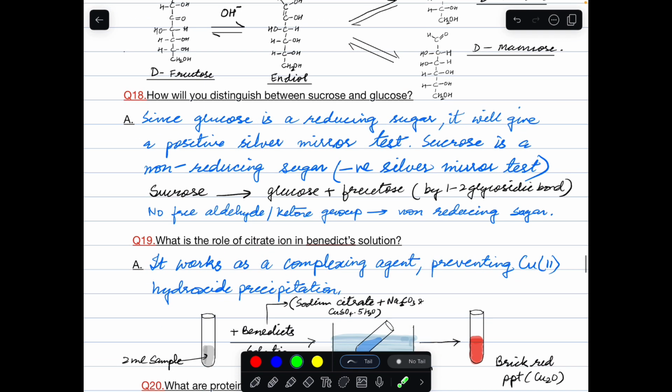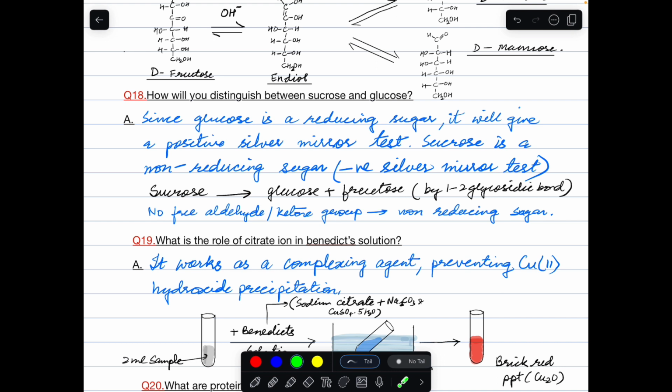How will you distinguish between sucrose and glucose? Glucose is a reducing sugar, and sucrose is a non-reducing sugar. So how will you distinguish between the two? Since glucose is a reducing sugar, it will give you a positive silver mirror test, that is Tollens' test, and sucrose is a non-reducing sugar, so it will give you a negative silver mirror test.